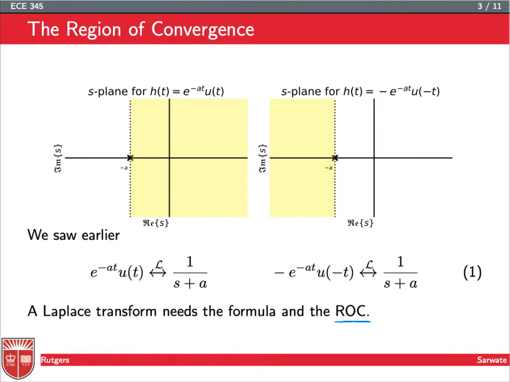In the case of e to the minus at u of t, the ROC goes from minus a to infinity, and in the case of h of t equals minus e to the minus at u of minus t, it goes from minus infinity all the way to minus a. So you can see that these two regions of convergence, in fact, don't overlap at all. So this reemphasizes the fact that to describe a Laplace transform, we need both the formula and the region of convergence.